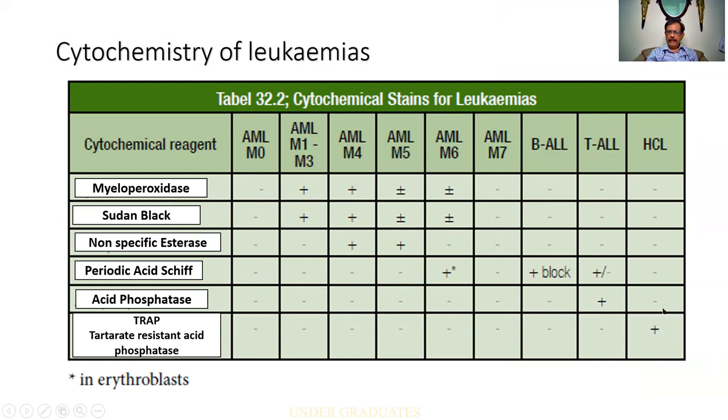For example, TRAP is a very frequently asked MCQ. Tartrate resistant acid phosphatase is positive in hairy cell leukemia. Periodic acid Schiff is positive. You get what is called a block positivity in ALL. It is granular positive in a case of erythroleukemia. Myeloperoxidase and Sudan black are positive wherever myelocytes are there. So kindly read this up.